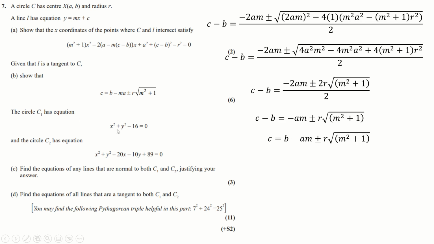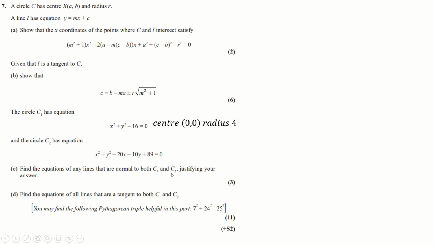The circle C1 has this equation, and C2 has this equation. Find any lines that are normal to both. Just draw a picture. This is the circle center 0, 0, radius 4. This is center circle, halve that for 10, halve that for 5, and then you get 100 and minus 25, and you actually get 36 on one side to get radius 6. I couldn't be bothered to write it down.